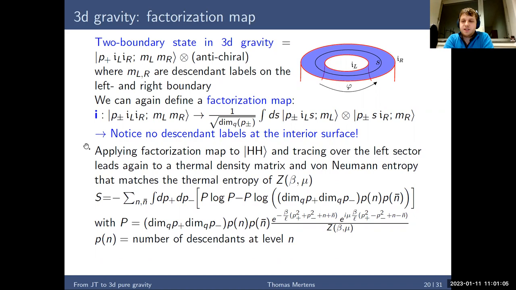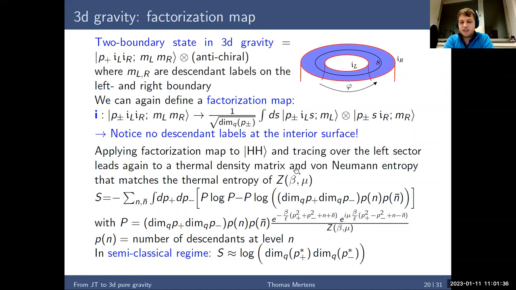And then given this factorization map, or to show that this factorization map leads to something sensible, we can play the same game as for JT gravity. So we apply this map to the full Hartle-Hawking state, but then we trace over one of the sectors, let's say the left sector, and then you get a thermal density matrix for which the von Neumann entropy matches the thermal entropy that we started with in our proposal for 3D gravity. And well, I've just written it out here for completeness, but it has a very similar form to the one for JT gravity. And in particular, in the semi-classical regime, the entropy is just like it was log of the dimension for JT, which was log and then k sinh 2 pi k evaluated on the saddle. Here we have an analogous formula in the semi-classical regime.